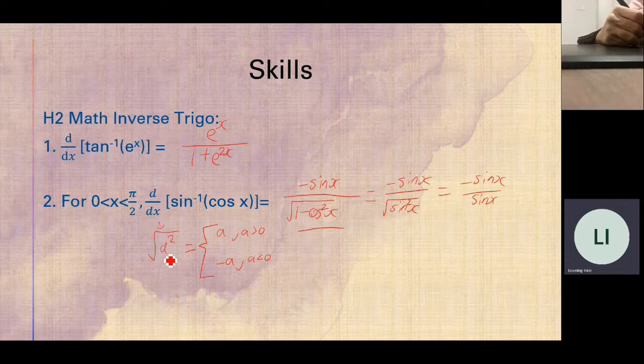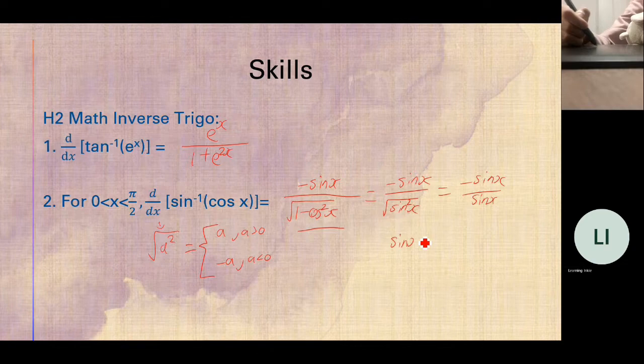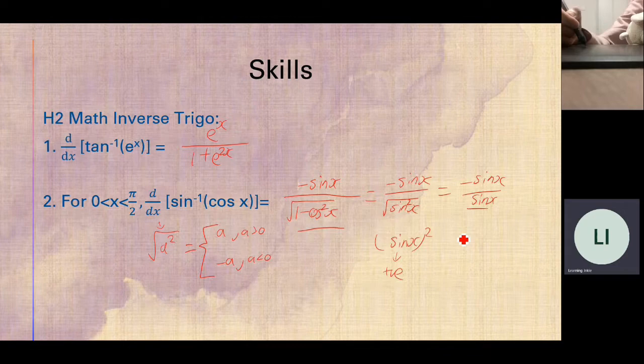So we need to check, is it positive or is it negative? In this case, the a here is sine x. Looking at the domain of x, or the range of values of x, it is in the first quadrant where sine x is positive. As such, the positive square root of sine square x is simply sine x.